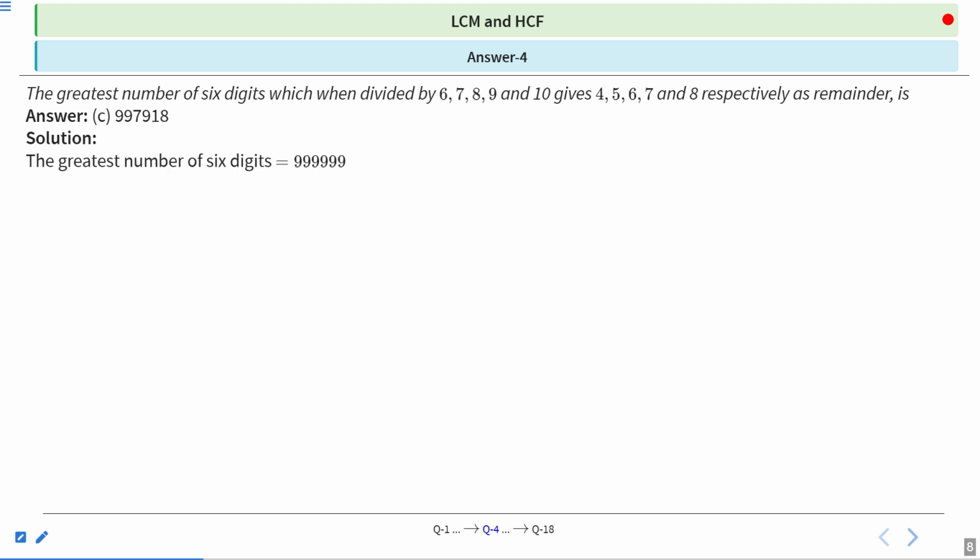We know that the greatest number of 6 digits is 9,99,999. So the LCM of 6, 7, 8, 9 and 10 is 2,520. So on dividing 9,99,999 by 2,520, we are getting a remainder of 2,079.